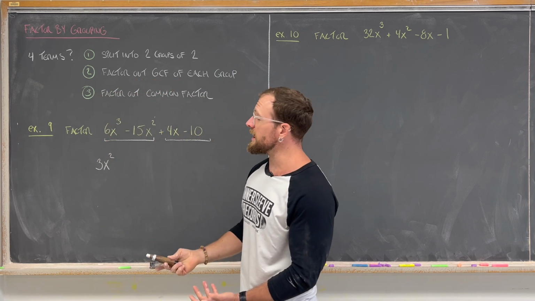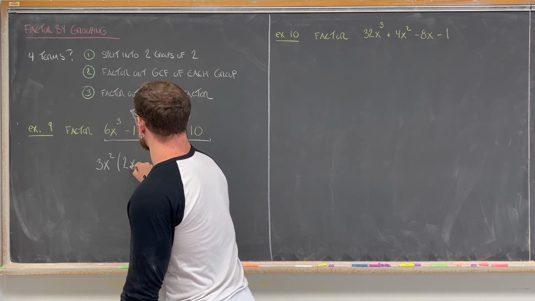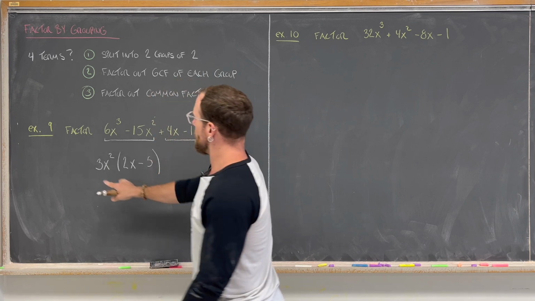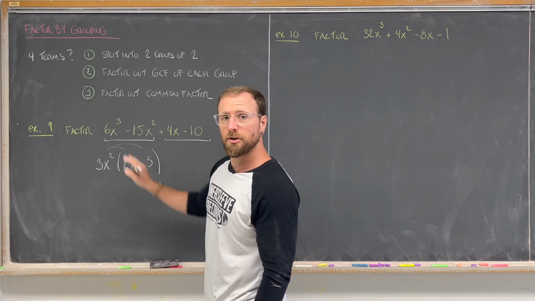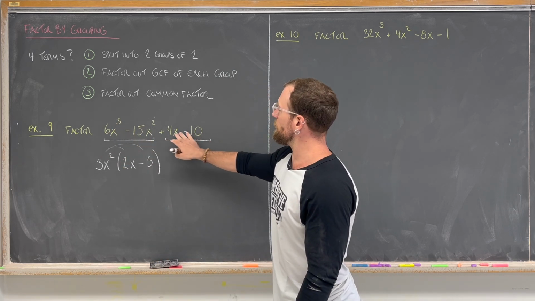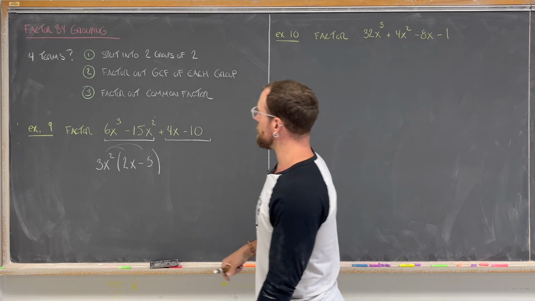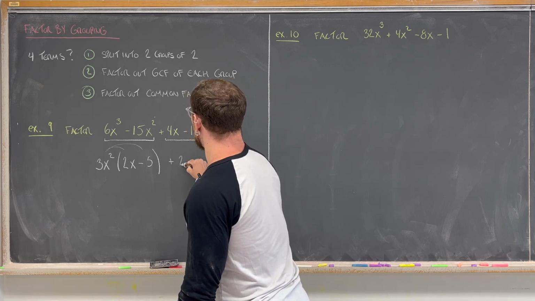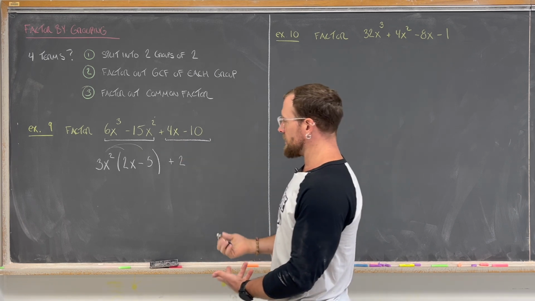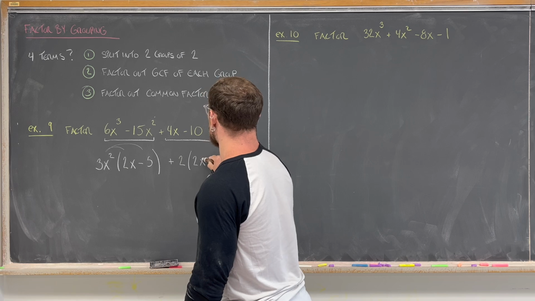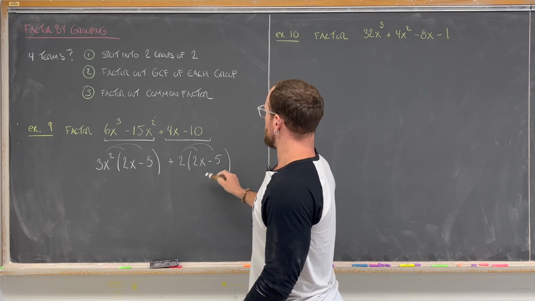These are both multiples of 3x squared. Pulling that out, it leaves behind a 2x minus 5. 3x squared, if you were to distribute it to these 2 terms, you would recover these original 2 terms here. Now from the second group, 4x minus 10, from the 4 and the 10, those are both multiples of 2, so I could pull out a positive 2. There's an x here, but there's no x here, so that is not a common factor. It's just 2, and it leaves behind a 2x minus 5. If you distribute that 2, you get 4x minus 10.